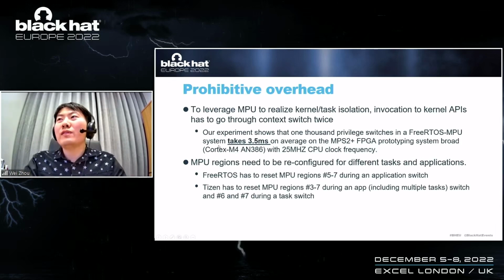Also, leveraging the MPU to realize these solutions will incur much overhead. For example, our experiment shows that for the kernel-as-task solutions, the privilege switch will incur a lot of time delay, and the MPU ranges also need to be reconfigured during the different tasks. So it will also incur time delay.